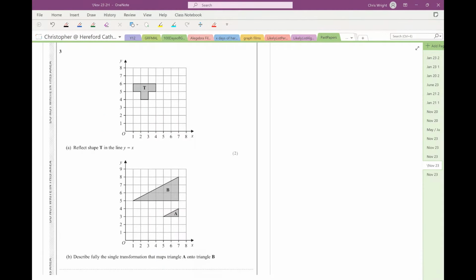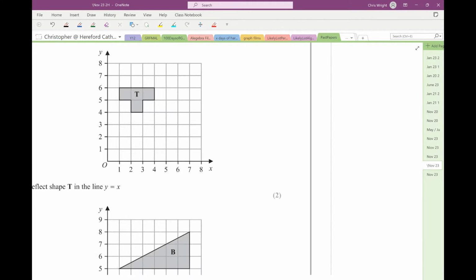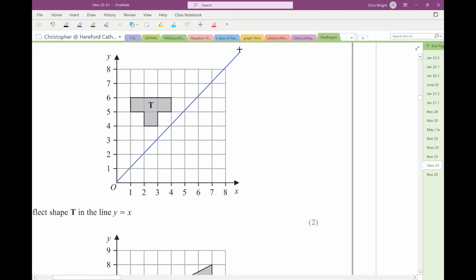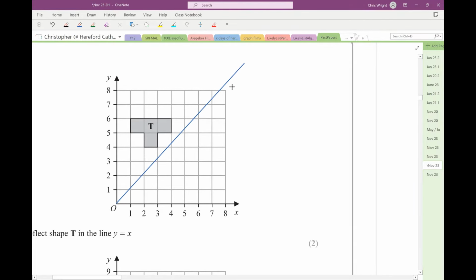Question 3. Reflect the shape T in the line y equals x. Well, the first thing we better do is draw the line y equals x. Draw that mirror line. So here we go. There it is. Now I've got to reflect the shape T in this mirror line here.